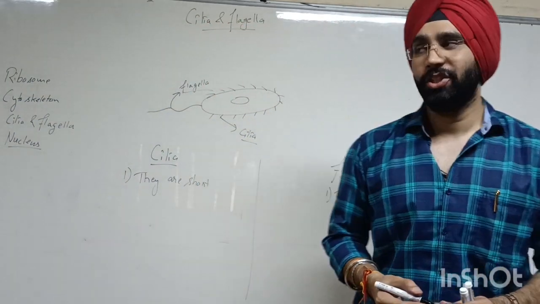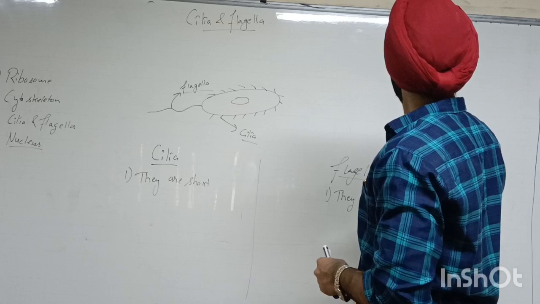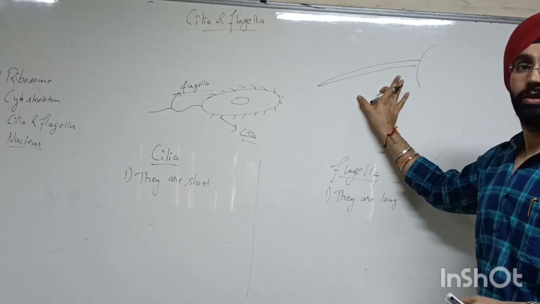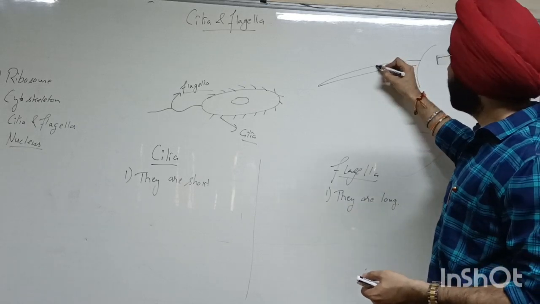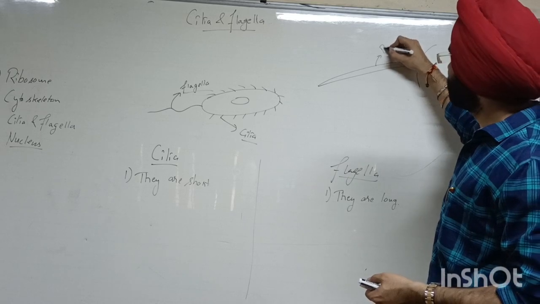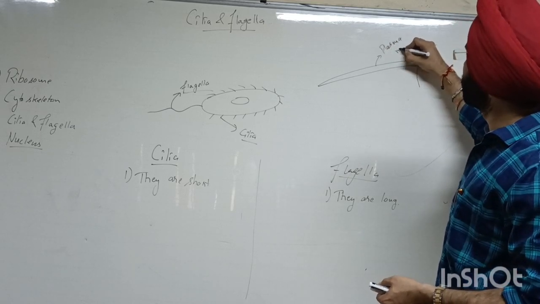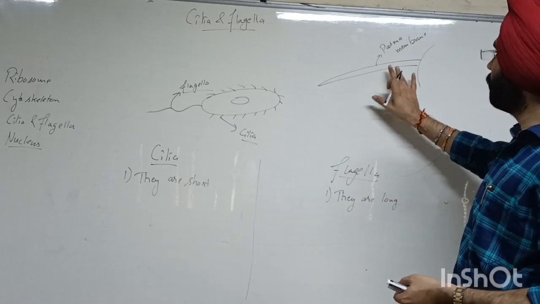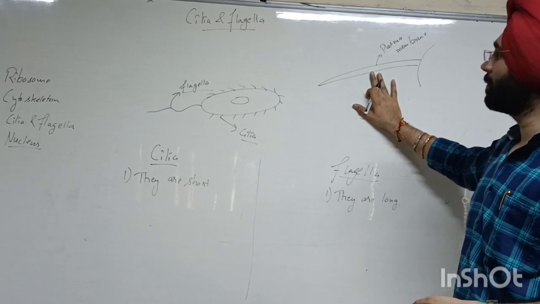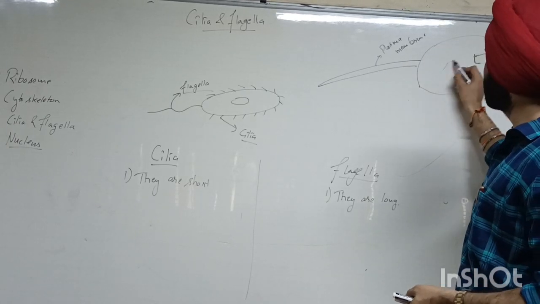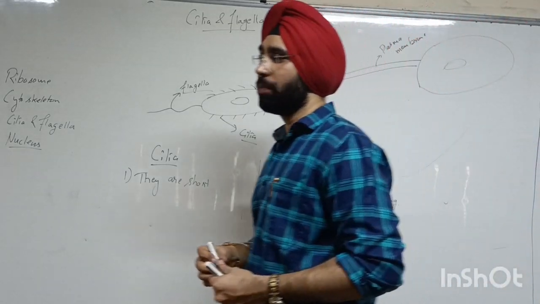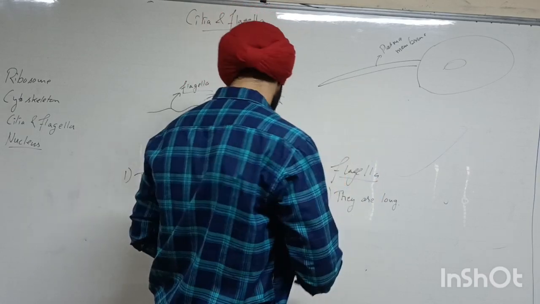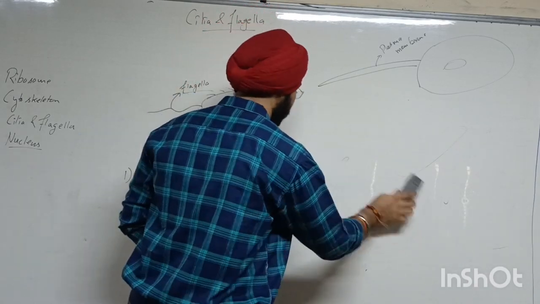If we cut flagella, this is the basic structure of flagella, a long filament-like structure. Then this outer covering is made up of plasma membrane. So all I am trying to say is the outer membrane of flagella is also made up of plasma membrane, and plasma membrane is also covering the whole cell. So the filament-like structure that is called flagella is made up of plasma membrane.